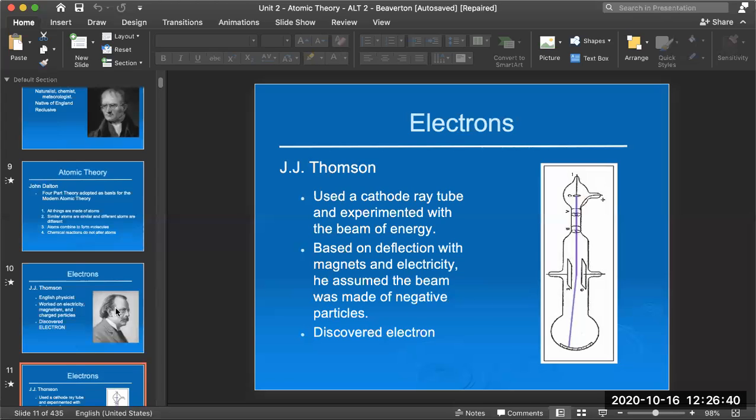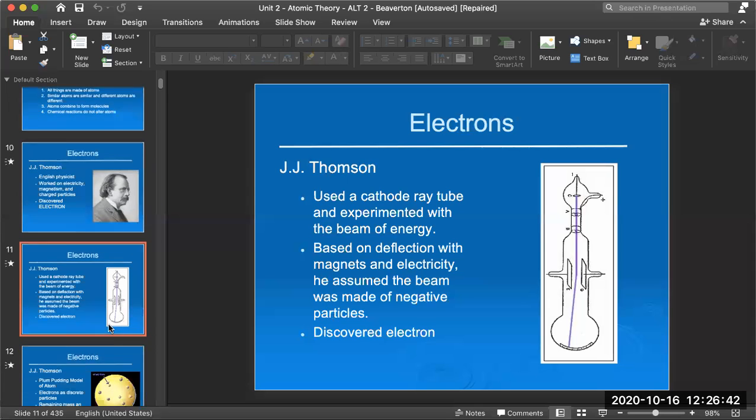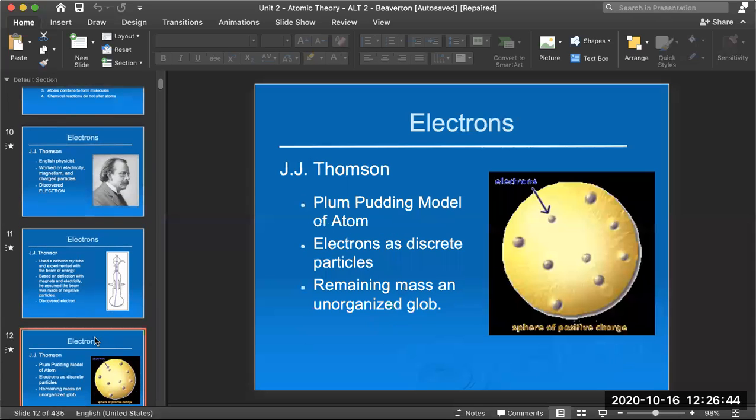So J.J. Thomson did something else, though. He applied this and said, you know what? This is part of an atom. And he came up with this idea called the plum pudding model. So in your notes, you should have discovery of the electron is J.J. Thomson, okay? And using a cathode ray tube, okay? The plum pudding model, J.J. Thomson said, here's what I think.